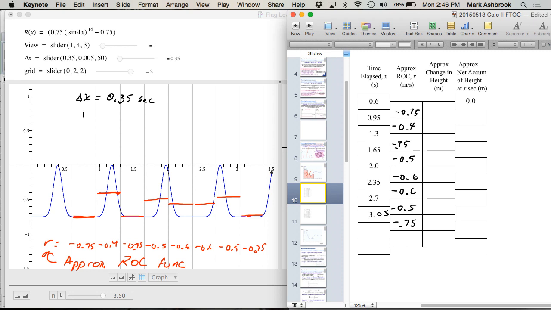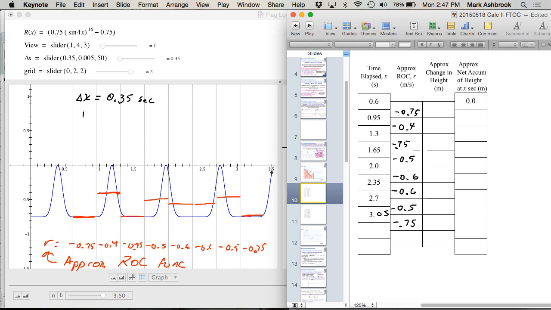Okay. So she said that you would find the amount of change for this first interval by taking the negative 0.75 times 0.35. And then you would go to the next interval and find the amount of change from that interval, which would be negative 0.4 times 0.35. But then you'd have to sum these together to get the net accumulation of change. And then you'd continue, as you calculated the change in each new interval, to add all the change from the previous intervals.